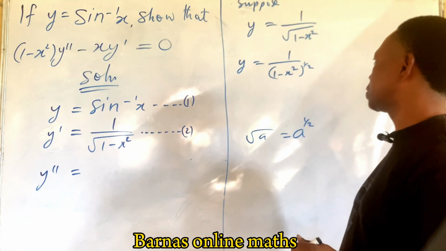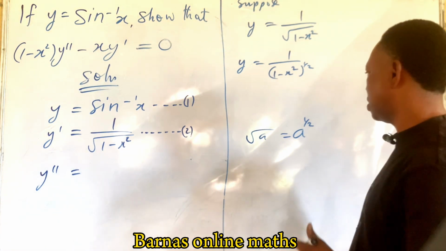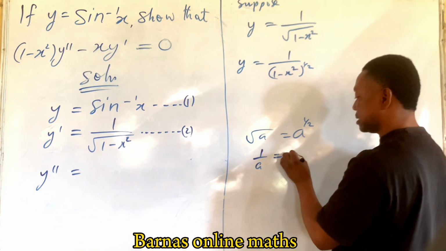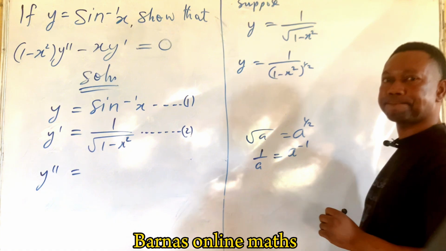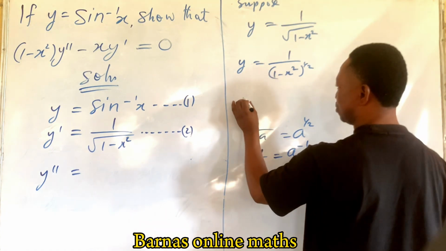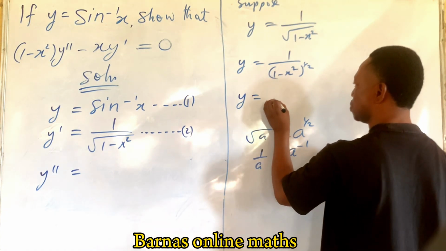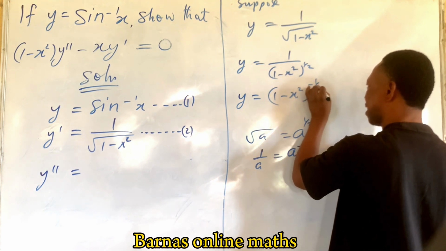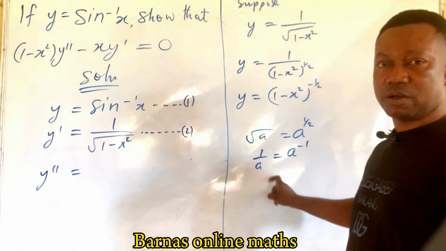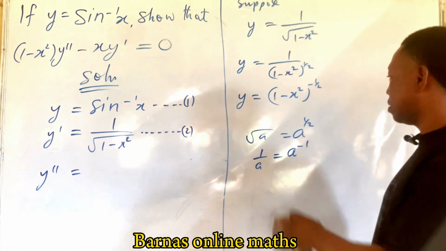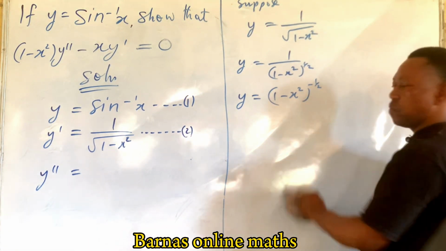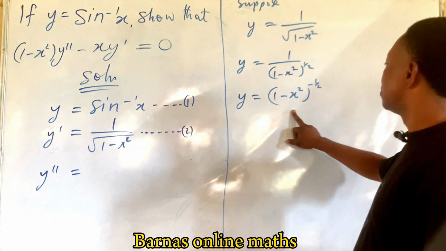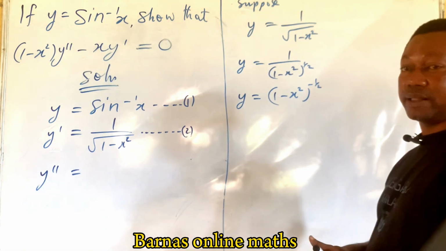Having this in mind, also from the law of indices, we are told that 1 all upon a is the same thing as a to the power minus 1. Therefore, we now have that y is equals to 1 minus x squared all raised to the power minus 1 over 2. That's the inverse law. When you apply inverse law, you have that. Now, we want to differentiate y with respect to x. And of course, here we apply chain rule.